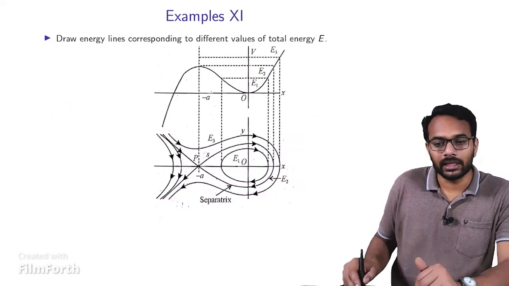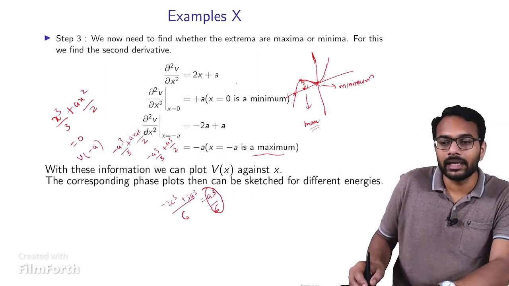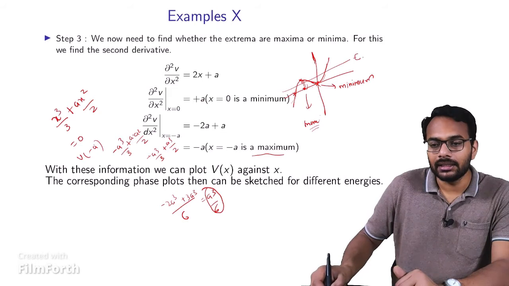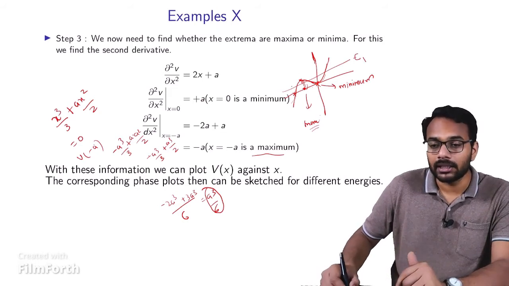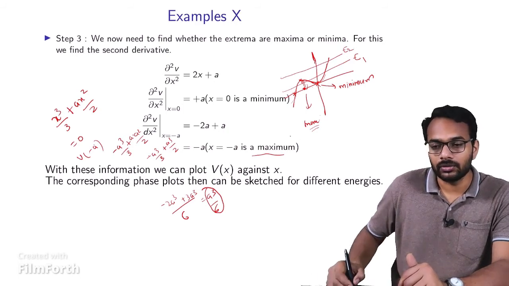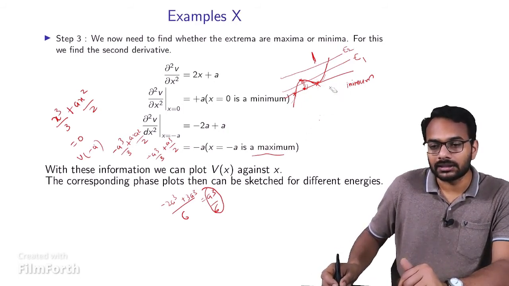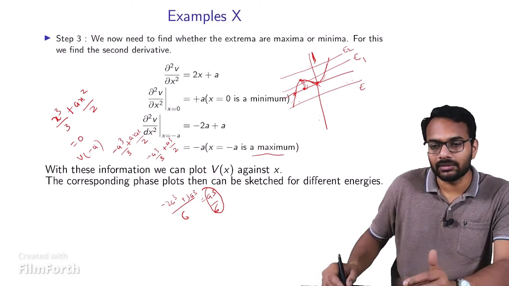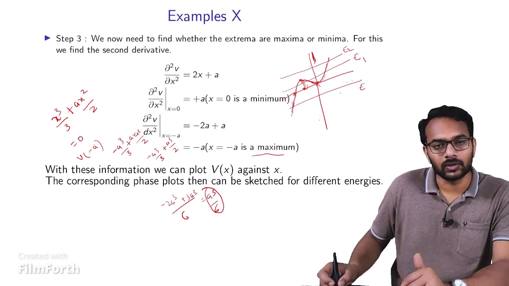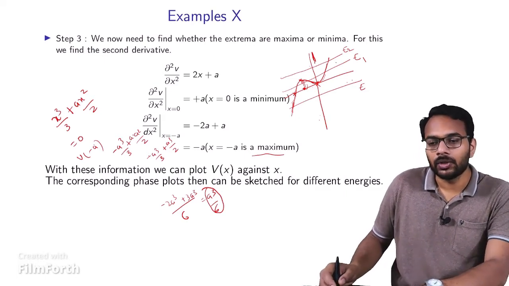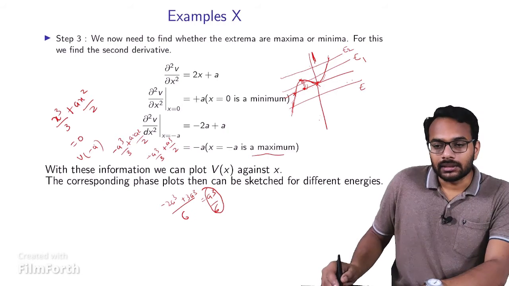Now we have to draw energy lines. Let's draw energy lines like this. We can have E, let's say this is E1. This is below this. We can have E2. We can also think of particles with energy, let's say E less than 0. Let's imagine we can have particles with E less than 0 also. That's possible because the potential energy is negative.